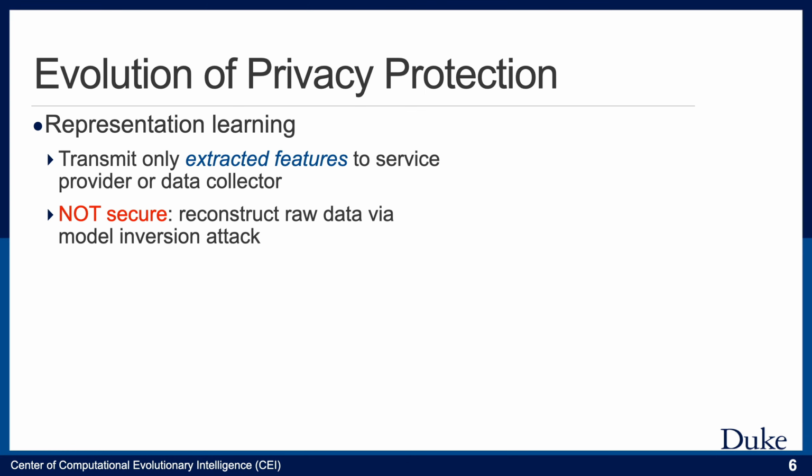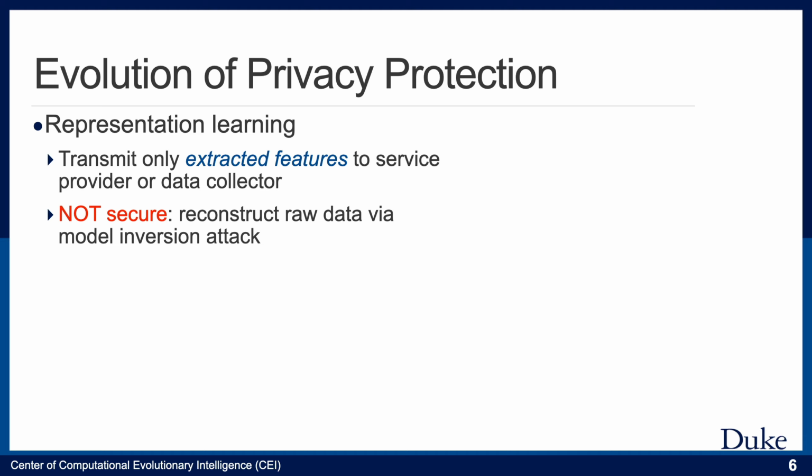An obvious and widely adopted solution is to apply representation learning, which can transform the raw data into task-oriented features, and the users only upload the extracted features to the corresponding data collector. Even though transmitting only features is generally more secure than uploading the raw data, recent developments in model inversion attacks have demonstrated that adversaries can exploit the acquired features to reconstruct the raw image, and hence the person in the raw image can be re-identified from the reconstructed image.